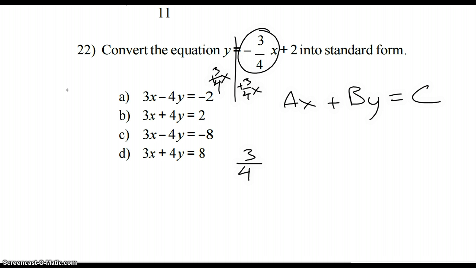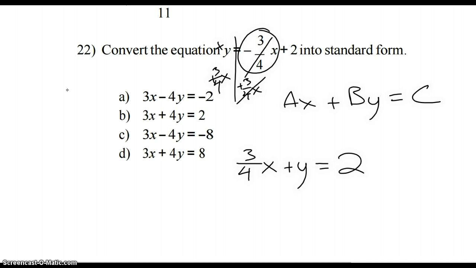Alright, so we are left with 3/4 x. This is a positive y, so we'll say plus y equals, these canceled, we're left with 2. Alright, so we're only left with one other thing to do. We don't want any fractions for a, b, and c. Standard form only wants integers for those numbers.